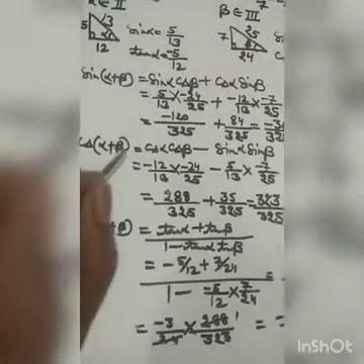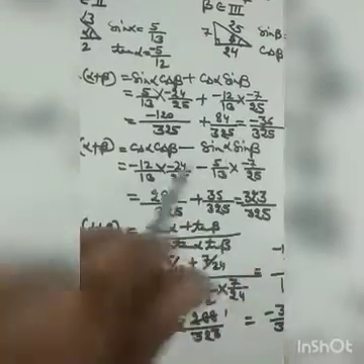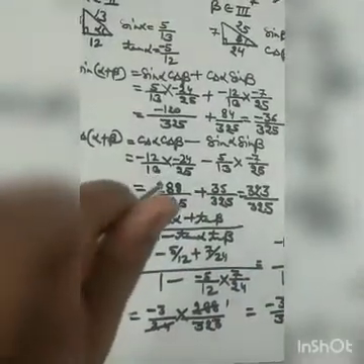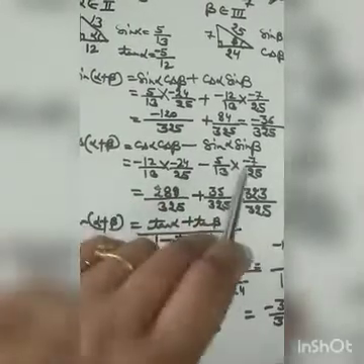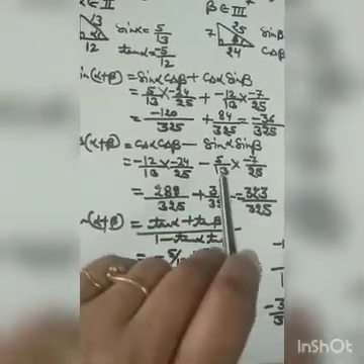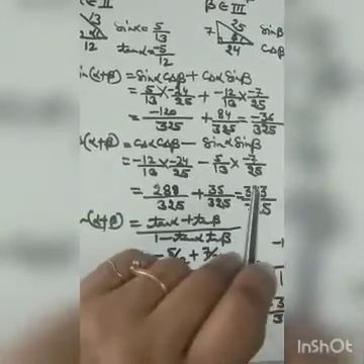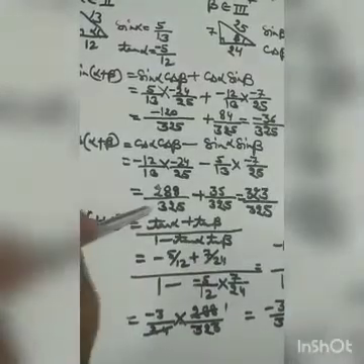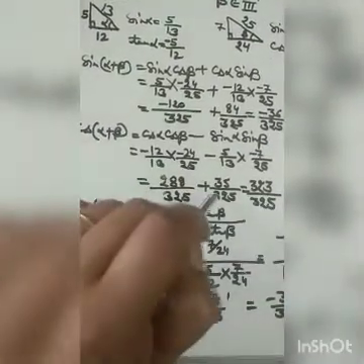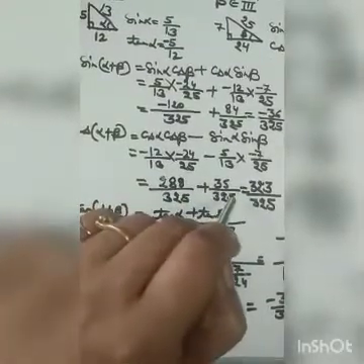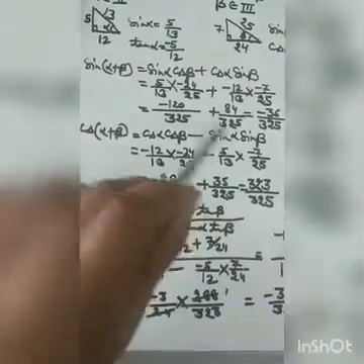Now comes cos. The cos(alpha plus beta) formula is cos alpha cos beta minus sin alpha sin beta. Substitute the values: cos alpha minus 12 by 13 into minus 24 by 25, sin alpha 5 by 13 into minus 7 upon 25. Solving it, the numerator becomes 288 upon 325 plus 35 upon 325, adding it 323 upon 325.